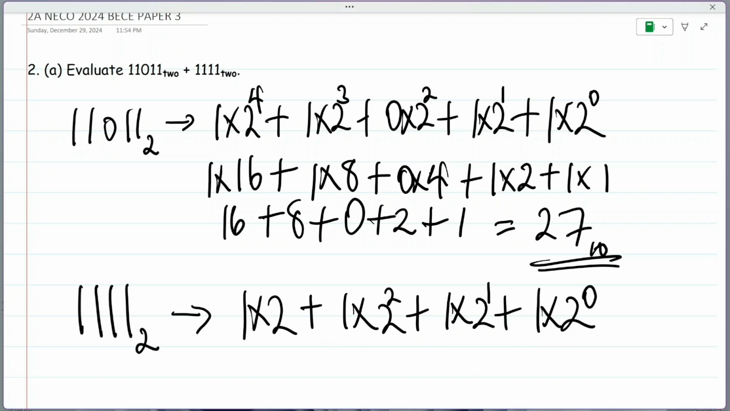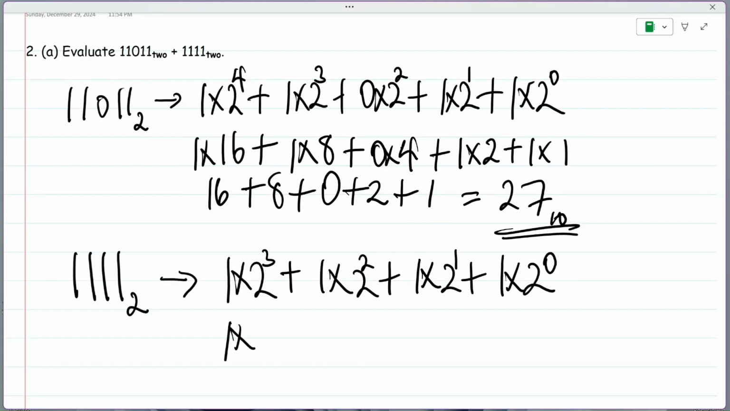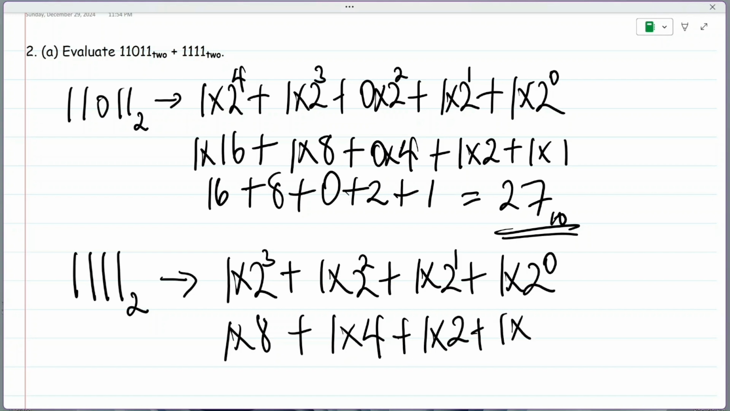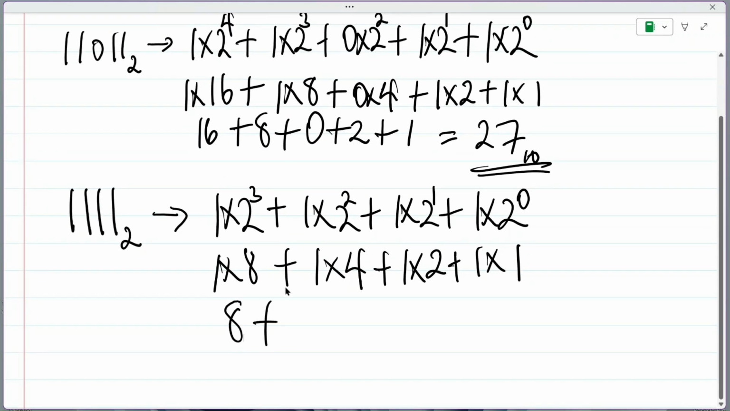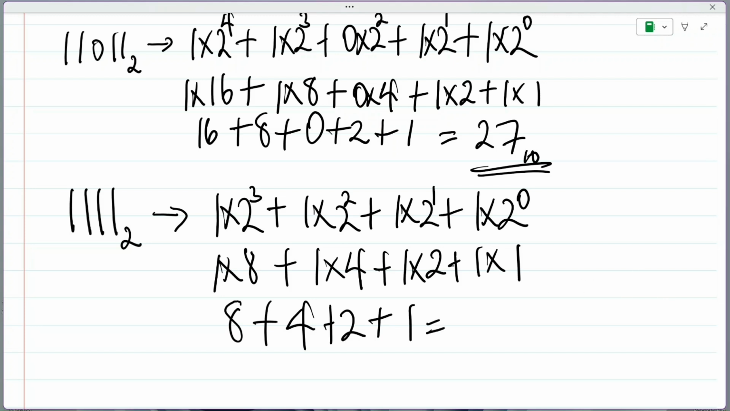0, 1, 2, 3. 1 times 2 to the power of 3 is 2 times 2 times 2, that's 8, plus 1 times 2 to the power of 2, that's 2 times 2, that's 4, plus 1 times 2 to the power of 1 is 2, plus 1 times anything to the power of 0 is 1. We multiply before we add. We have 8 times 1, 8, plus 4 times 1, 4, plus 2 times 1, that's 2, plus 1 times 1, that's 1. We add them together, 8 plus 4 plus 2 plus 1 will give us 15 base 10.